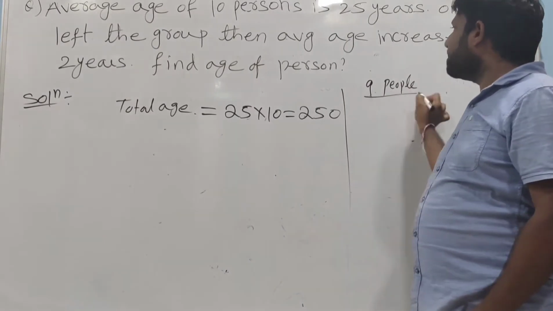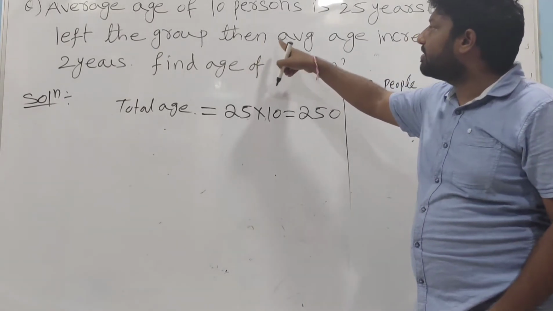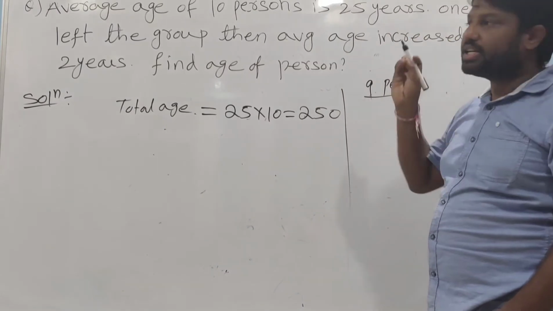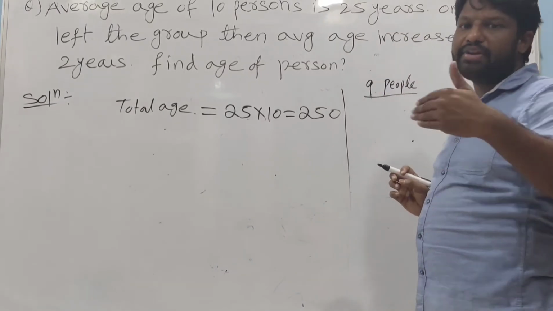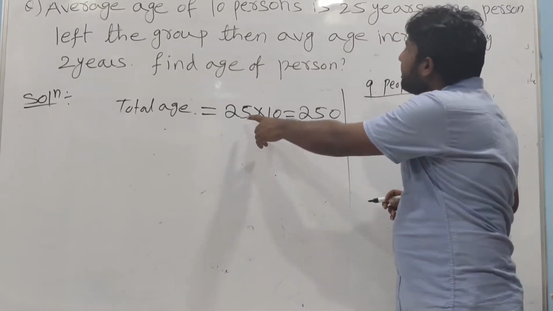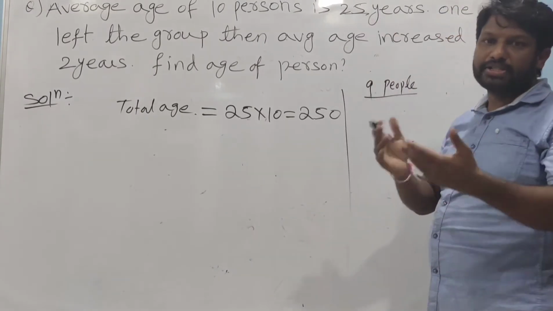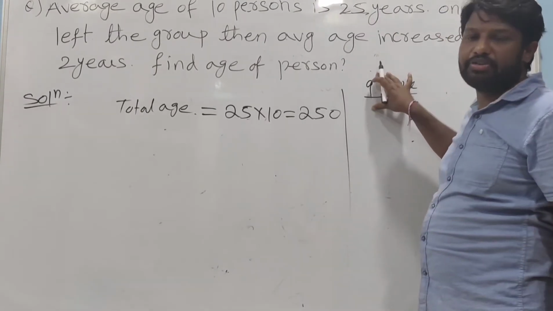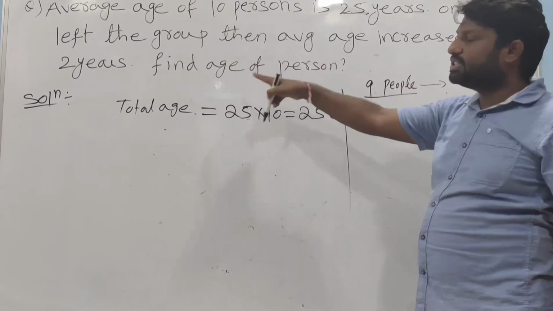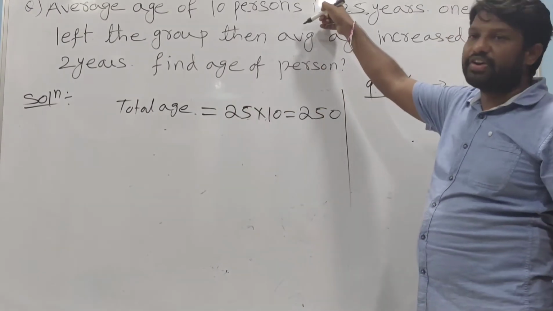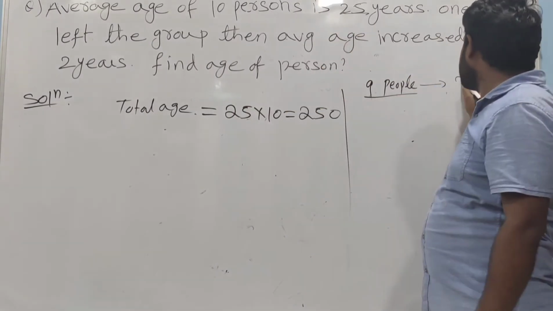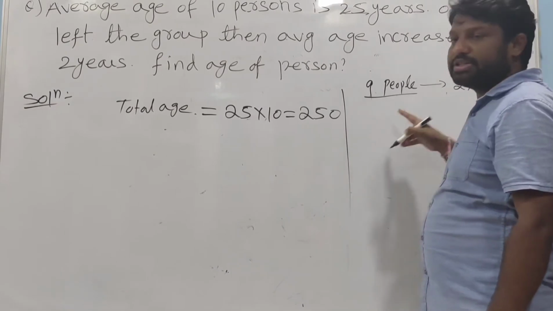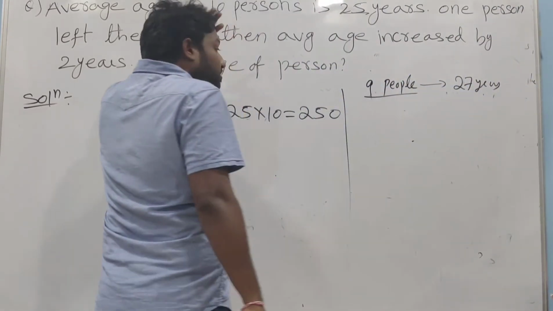Now they have given the condition: the average age is increased by 2 years. The initial average is how much? 25 years. Now the average of these 9 people has increased by 2 years. That means initially it is 25 years, now it is plus 2 years. So it is 27 years. The 9 people's average is 27 years.